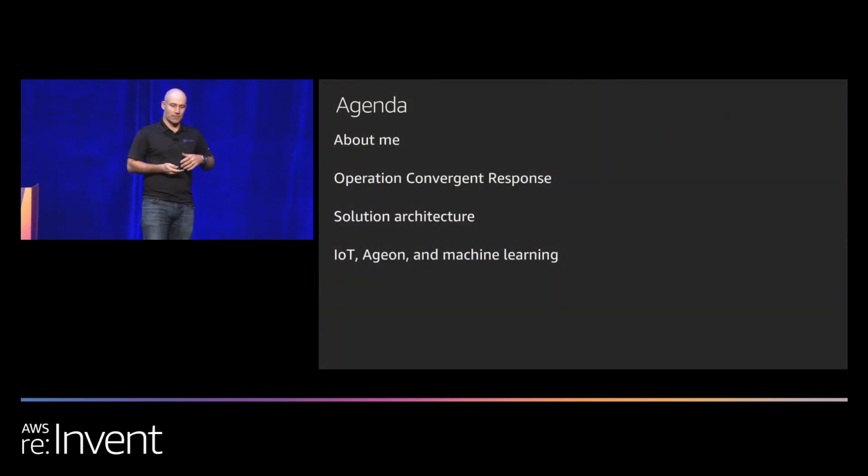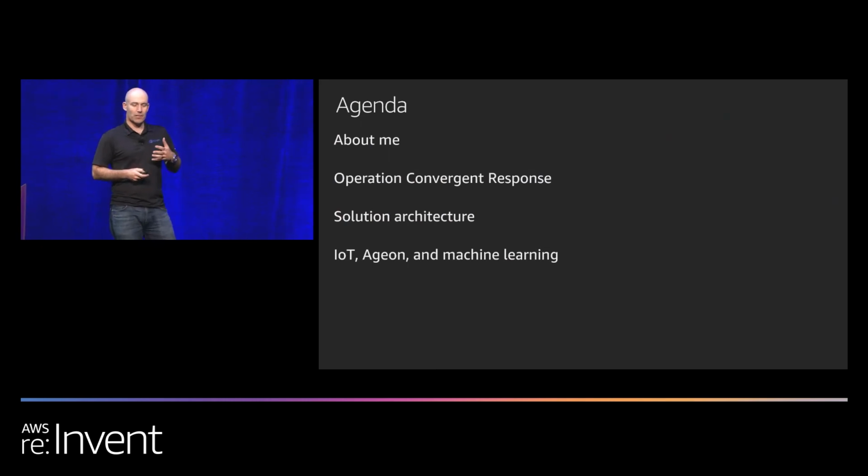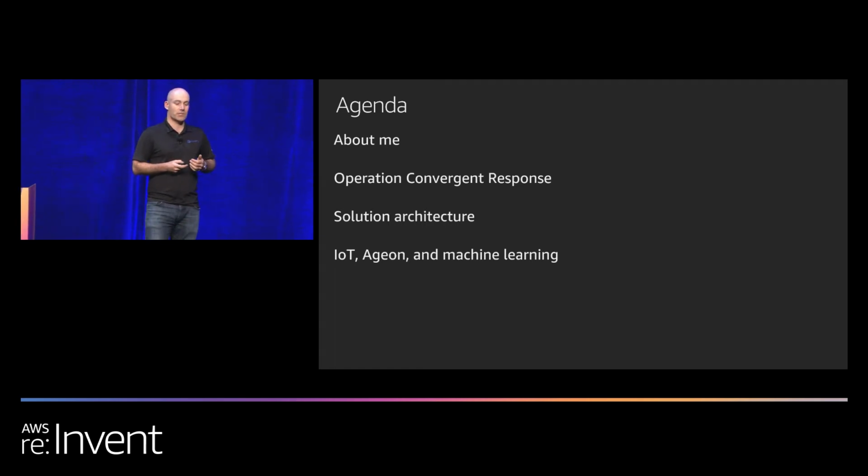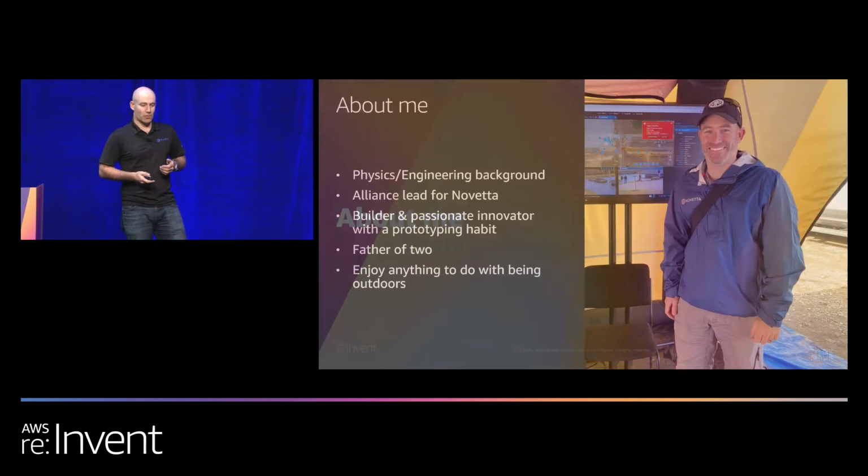But before we do that, just a couple topics that we're going to cover today. A little bit of background about me. I want to tell you about something called Operation Convergent Response, which is actually an event hosted by Verizon every year. We're going to go into a little bit of solution architecture about how we use the Snowball Edge device, specifically the compute-optimized version. And then we'll talk a little bit about our solution that involves IoT, our platform called Aegeon, and machine learning, all running at the edge, whether it be in a completely disconnected environment or when you do get connectivity.